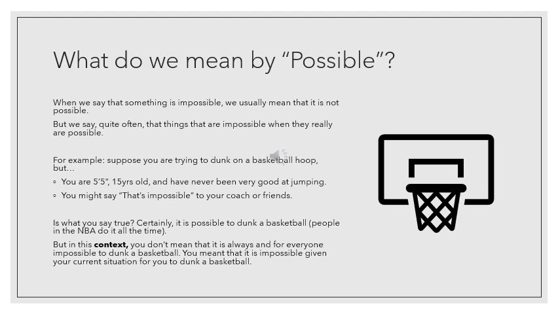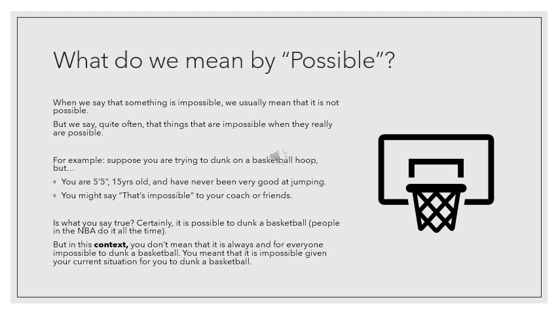When we say that something is impossible, we usually mean that it's not possible. But we say quite often that things are impossible when they really are possible in some way, right? Take this simple example. Suppose you are trying to dunk a basketball, but you're 5'5", you're 15 years old, and you've never been very good at jumping. You might say to your coach or to your friends, "It's impossible for me to dunk the basketball."